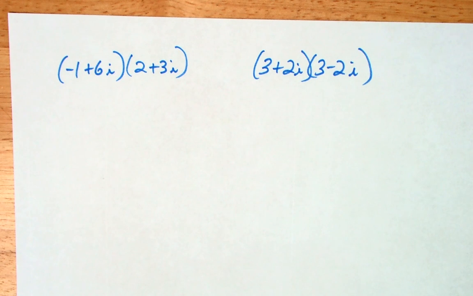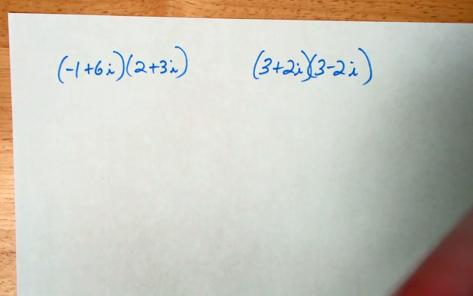What'd you get on the first one? Negative 20 plus 9i. Perfect. Nice job. So you took a complex number times a complex number, and you got another complex number. What'd you get for the second one? 13. Plus no i. Well, that's interesting.